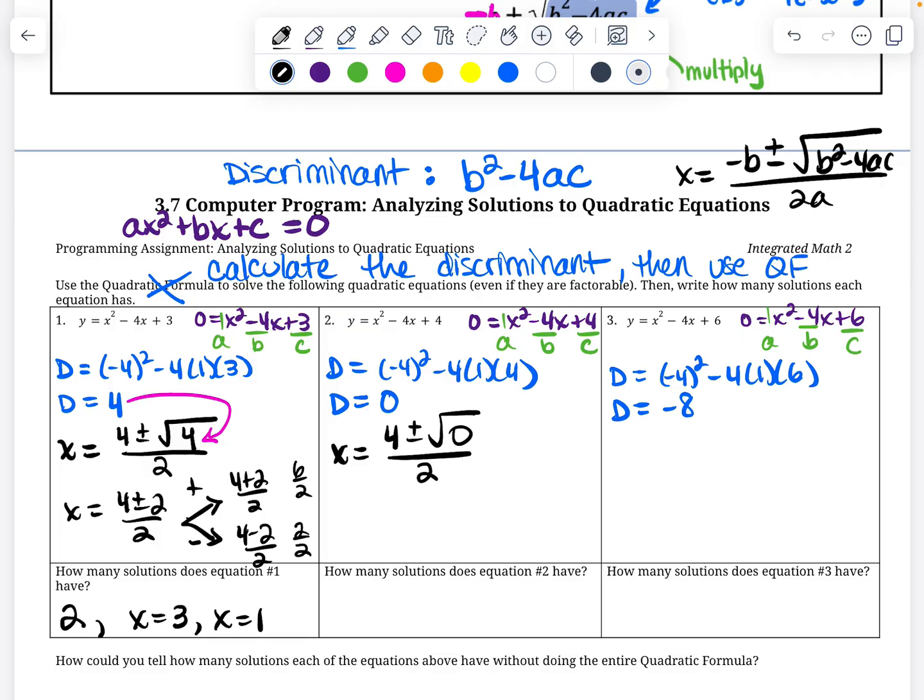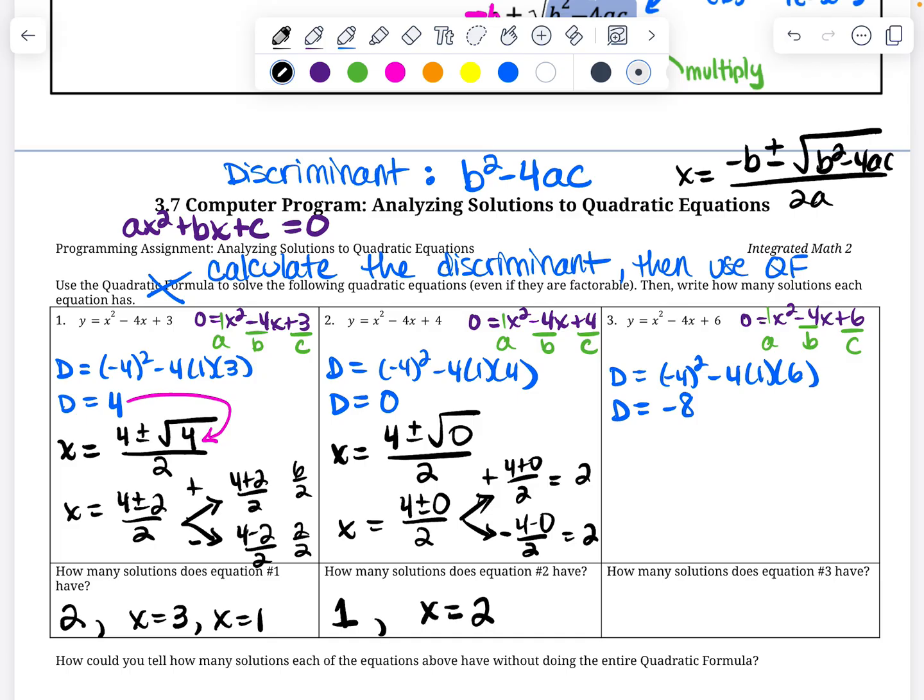over 2. This one's a little different because I'm going to get 4 plus or minus nothing divided by 2. Now, technically, you could still split this up into a positive and negative, but 4 plus 0 is the same thing as 4 minus 0. So either way, I'm going to get the number 2. So I really just got one solution, and that solution is x equals 2.